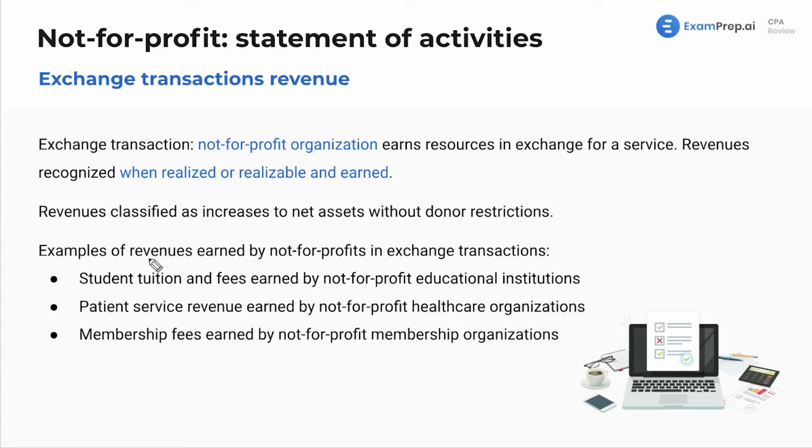What are some examples of revenues earned by not-for-profits in exchange transactions? Well, student tuitions and fees. They give you education, you give them money. Hospitals, you give them money, they give you services. Membership fees. Maybe you're a part of a youth group. They give you activities in the youth group and you give them membership fees. Those are all exchange transactions.